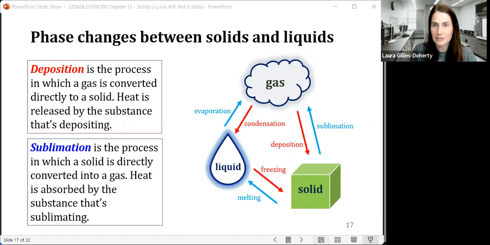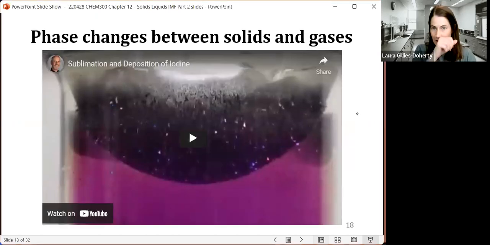So on the next slide, we've got an example, a video showing this phase change. It's one that we don't see as often, just kind of in everyday life. One example that you may be familiar with is carbon dioxide. Solid carbon dioxide is known as dry ice.